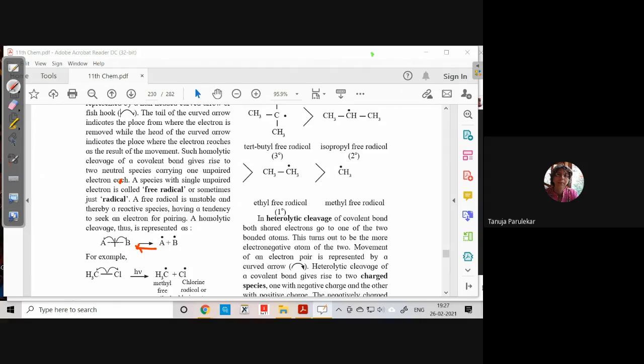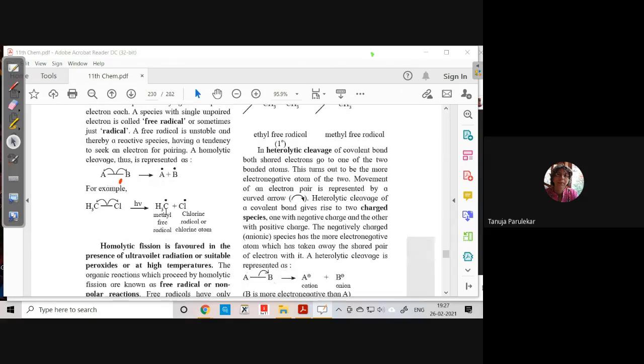That is, it will go back again to A and B, because each one of them has one electron. It cannot stay like this for a longer time. So it goes back to its original form, unless you have some other component, in which case it will react. For example, this is another example which is given: the methyl free radical and the chlorine free radical.